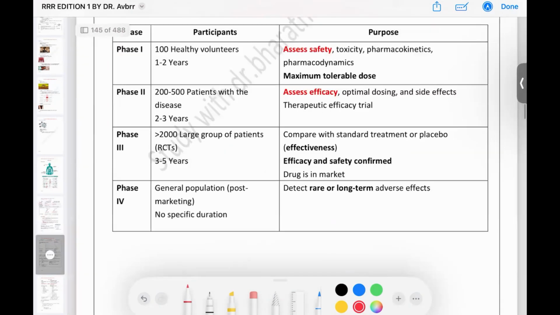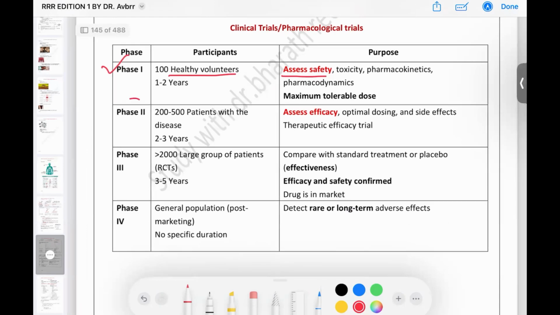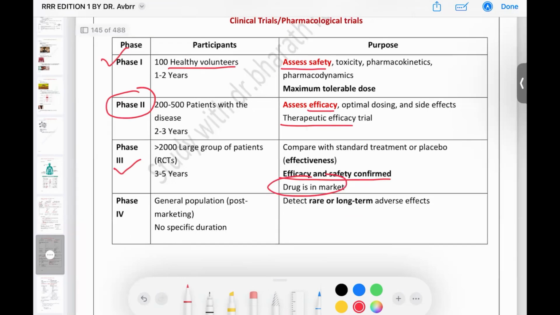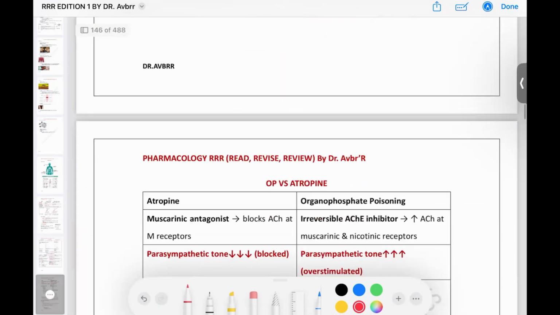In drug trials, when phase 1 is given, it is only focused on assessing the safety. This is not used in patients; this is used for healthy volunteers. When we use it on patients, phase 2 is used, for the therapeutic efficacy. Phase 3 is for efficacy and safety, which are confirmed, and the drug is in the market. Next, phase 4 is for detecting rare and long-term chronic effects of those drugs.